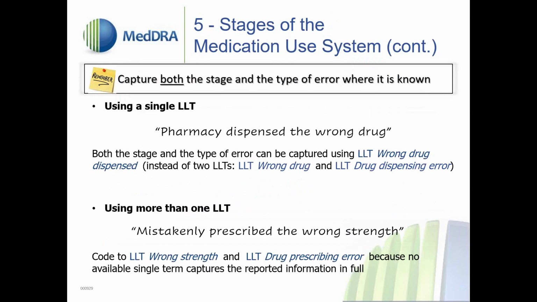But sometimes you may not find a suitable combination term. If it is reported that a doctor mistakenly prescribed the wrong strength, you would have to split to capture the reported information in full by assigning wrong strength and drug prescribing error in this instance. So always try to capture the full information.